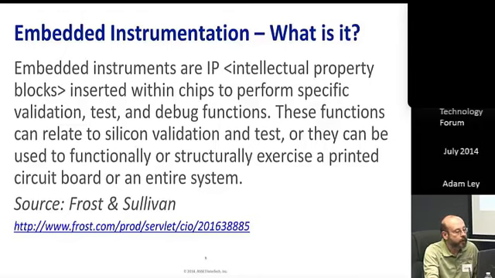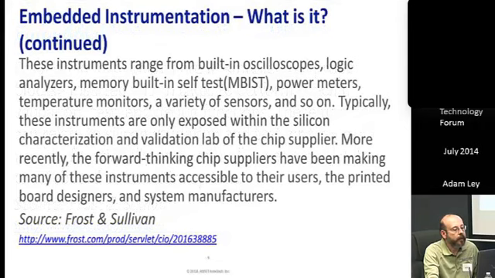Boundary scan is an example of an embedded instrument that is deployed primarily for printed circuit board use. The instruments, continuing from Frost & Sullivan, range from built-in oscilloscopes, logic analyzers, memory built-in self-test or BIST, power monitors and meters, temperature monitors, and so on. Again, we mentioned boundary scan in the printed circuit board context. We'll talk more about other board level instruments, being the focus of this talk.